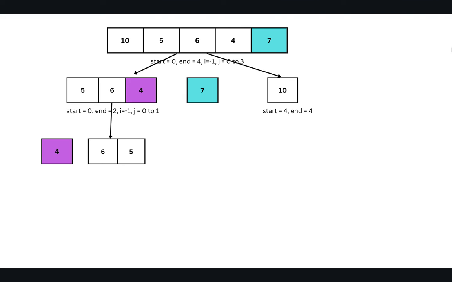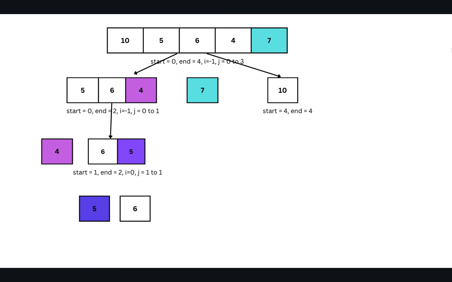The position of the pivot is 3, so the input to the partition function would be 0 to pivot minus 1, that is 2. i would again be minus 1, and we loop j from 0 to 1. We check: is 5 less than 4? No. Is 6 less than 4? No. So we exit the for loop and do i plus plus, so i would be 0, and swap array[end] and array[i]. So 4 comes at the beginning, then 6, and then 5. Now 4 is also in its sorted position.